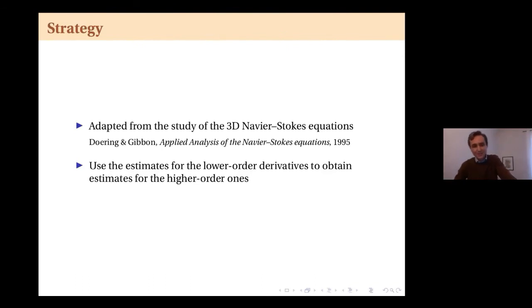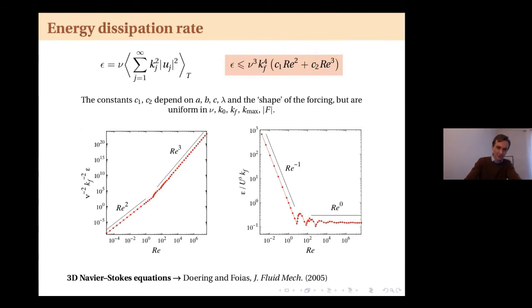Of course, in doing this, the approach is much easier for the shell model than for the Navier-Stokes equations, because in the case of the Navier-Stokes equations, one deals with differential inequalities, whereas here for the shell model, we are dealing with inequalities between sums. So let us now take this approach and start, therefore, with a low-order estimate of a low-order derivative, which will simply be the energy dissipation rate.